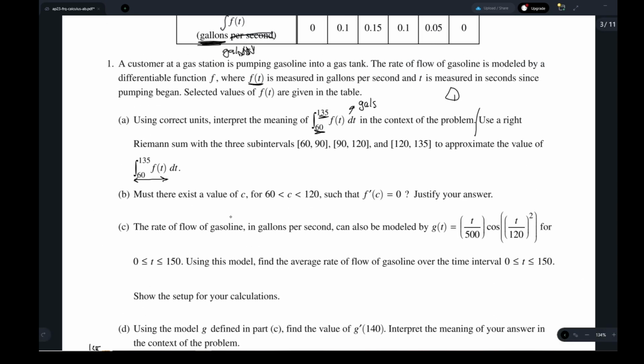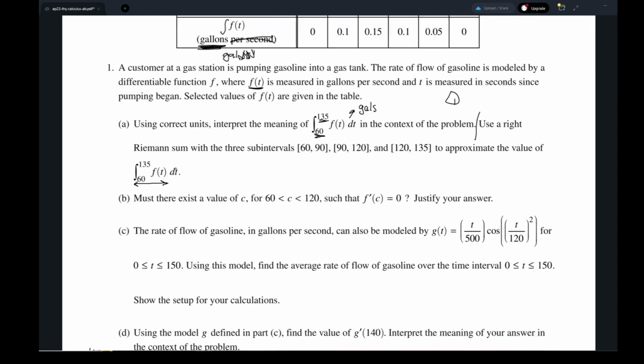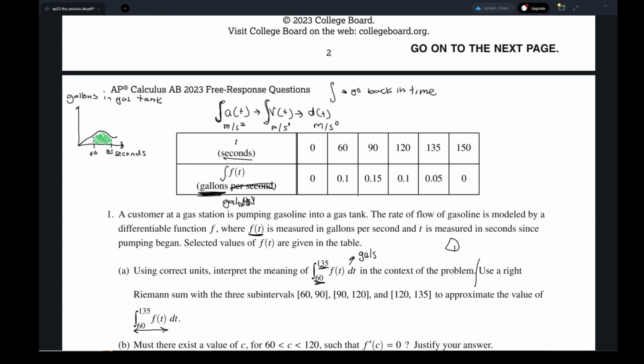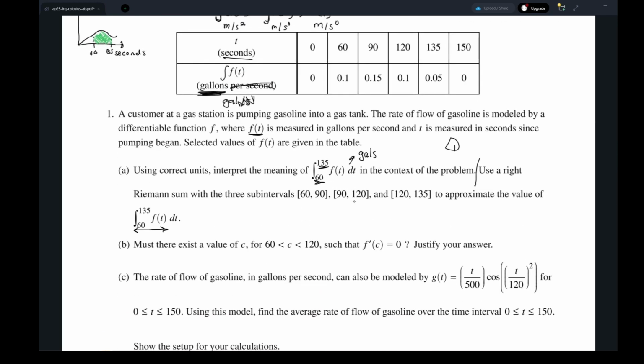All right, now for the second part of this question, it's asking us to use a right Riemann sum with 3 subintervals to approximate the value of this, right? And that's why they gave us this table, right? So if we're going to be using a right Riemann sum in this context, we are going to use it with 3 subintervals. And if you don't know what a right Riemann sum is, or what a Riemann sum in general is, I'll go ahead and quickly review that right here.